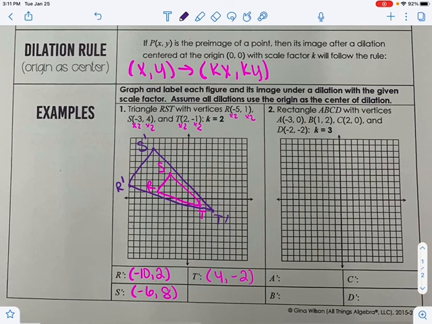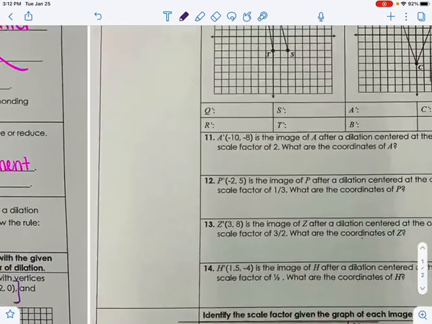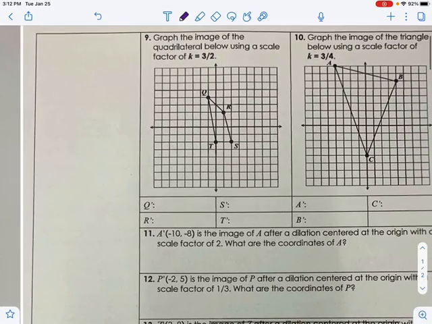I'm going to have you guys try number 2 on your own. Again, you're going to graph the rectangle that they give you right here. And then in this case, you'll be multiplying 3 to all the coordinates to get your new rectangle. Okay, I'm going to go ahead and move on to number 3. So go ahead and give 2 a try. If you want me to check it, just call me over. And I'm moving on to number 9, actually.